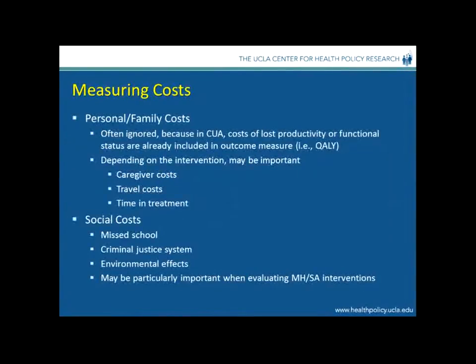I've already mentioned family and social cost, and I'm running out of time, so I'll skip over these.